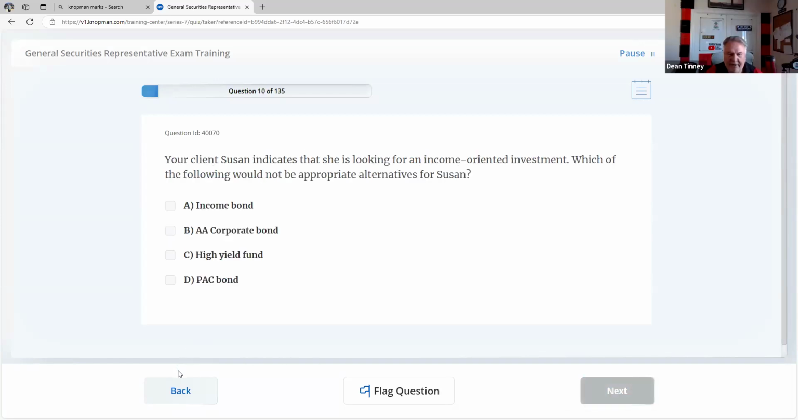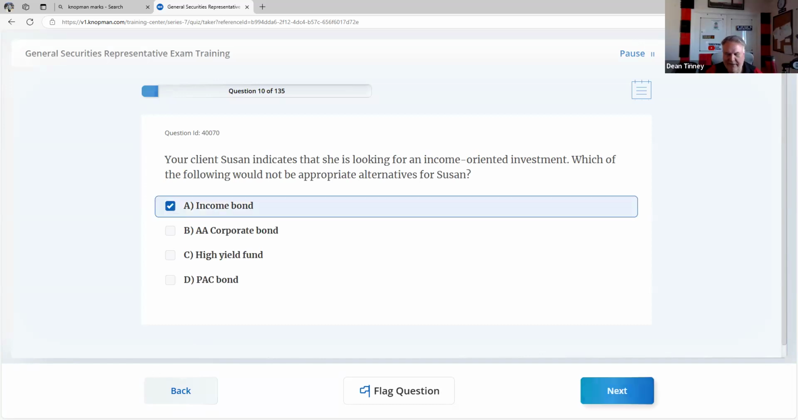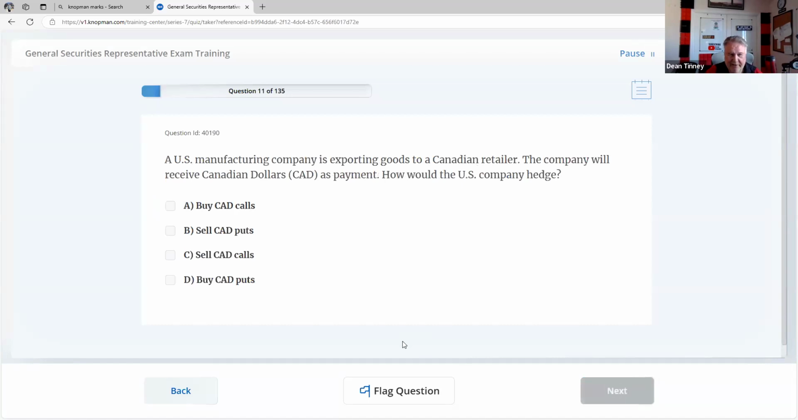Your client, Susan, indicates she's looking for an income-oriented investment. Which of the following would not be appropriate alternatives for Susan? The income bond. That comes up in every test prep vendor's questions, an income adjustment bond question, which is a hint. Make sure you get it.